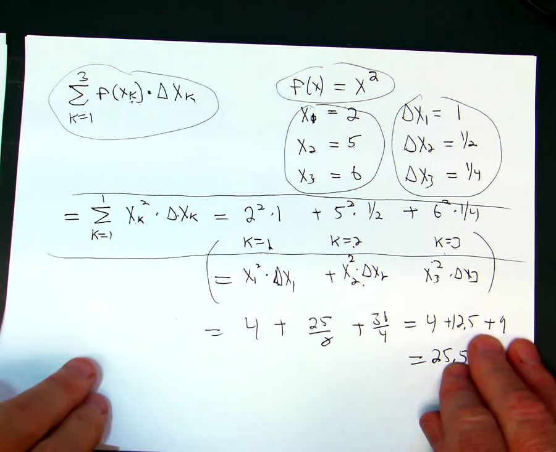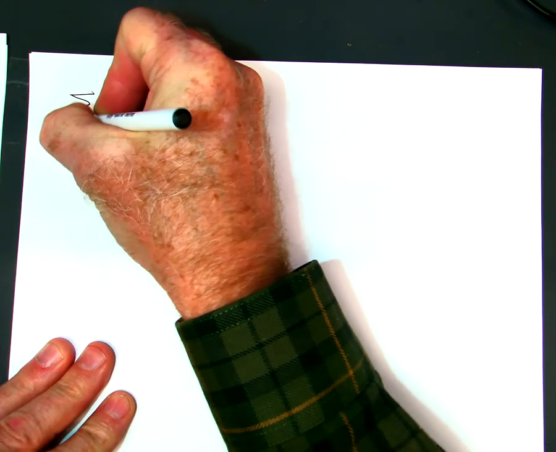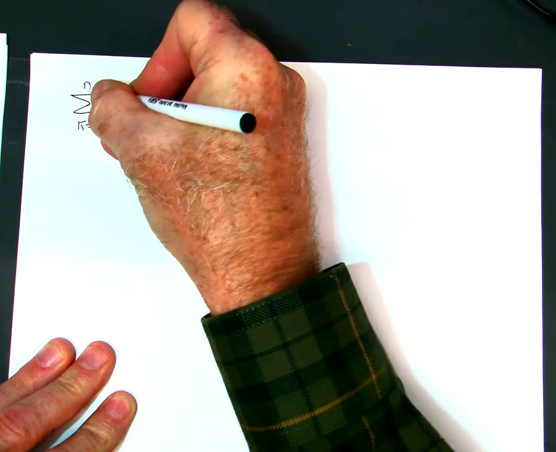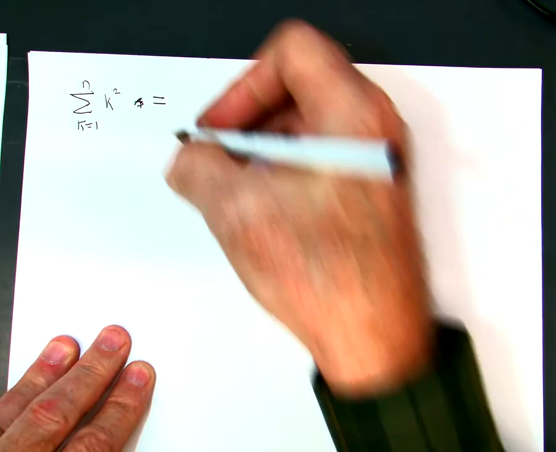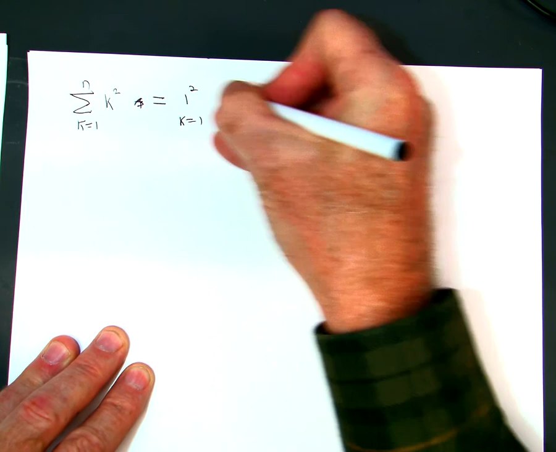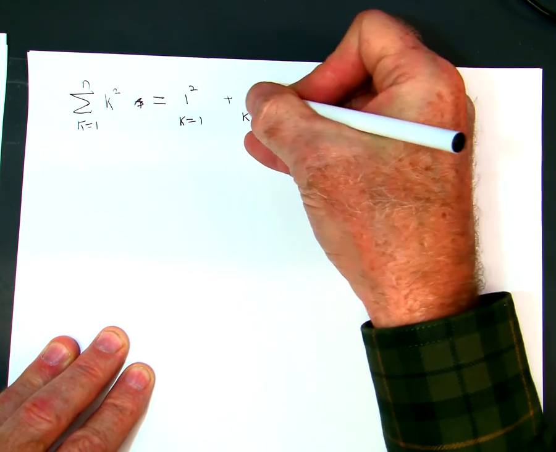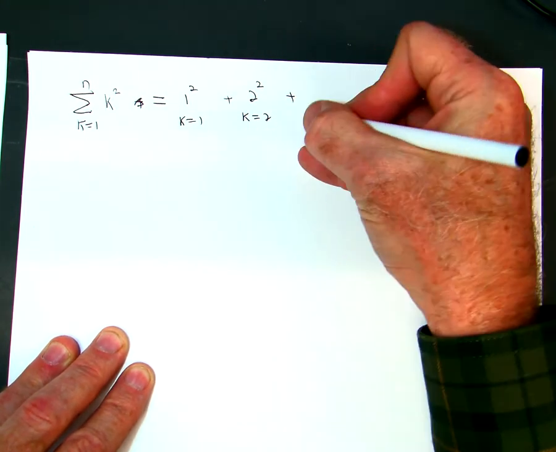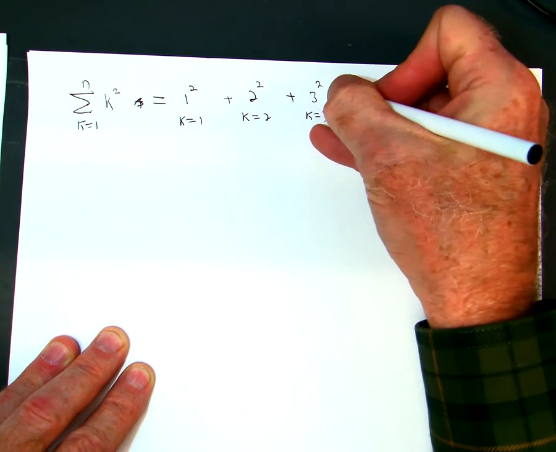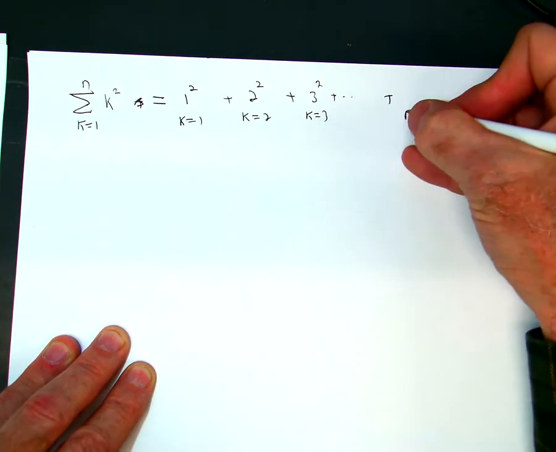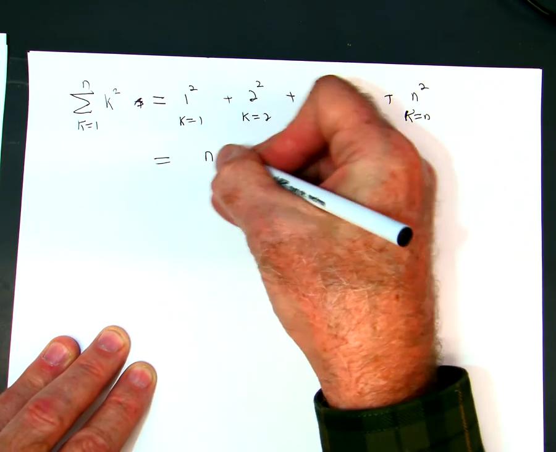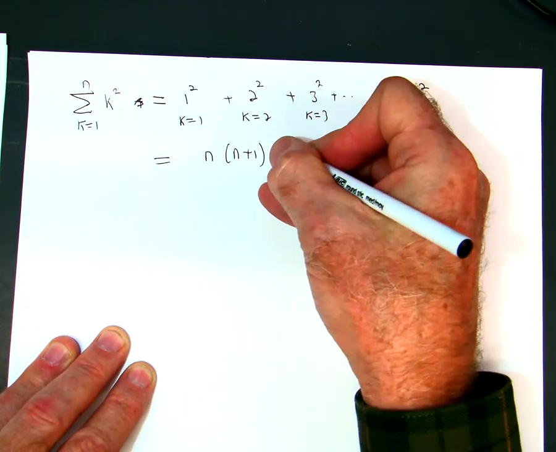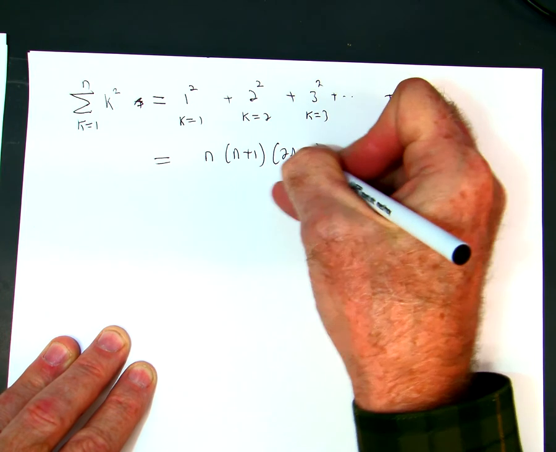So let me do another example. Here's another famous summation. We won't use this in the course very much, if at all, but that's the sum of the squares. So when k is equal to 1, I get 1 squared. When k is equal to 2, I get 2 squared. When k is equal to 3, I get 3 squared. And I keep going until I get to n, which is my stopping point. Now, I'm not going to prove this formula, but it's equal to n times n plus 1 times 2n plus 1 over 6.